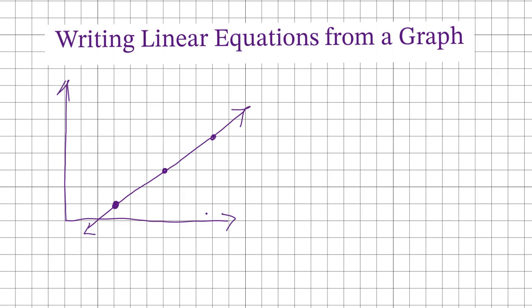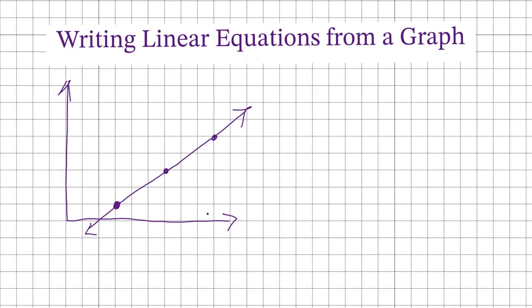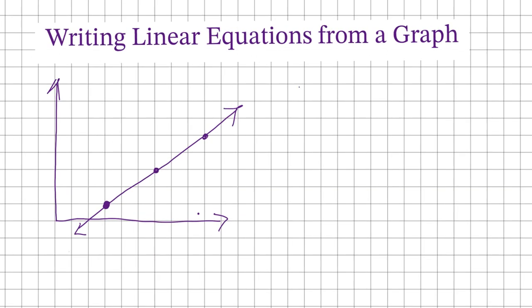Right, sometimes we're given a graph where we do not see the y-intercept. What do we do then? We know from previous examples that we do need the y-intercept in order to write this equation, mx plus b. For this particular example, you need to use the slope and a point to find b, and then you'll be able to write your equation. So let's take a look at how we're going to do that.